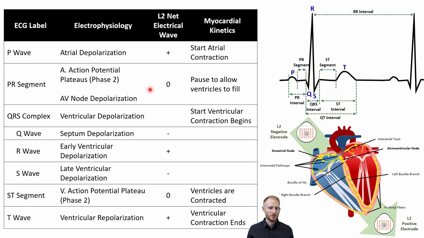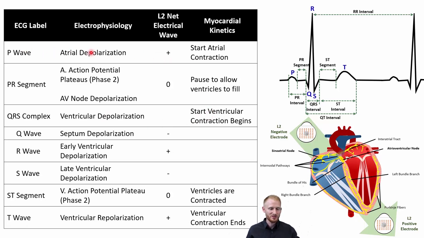All right, the next thing that we're going to find is the QRS complex, which is this set of three waves here, Q, R, and then S. The QRS complex is ventricular depolarization, so this is when the ventricles begin their contractions. Let me just pause for a moment and mention something that's important.